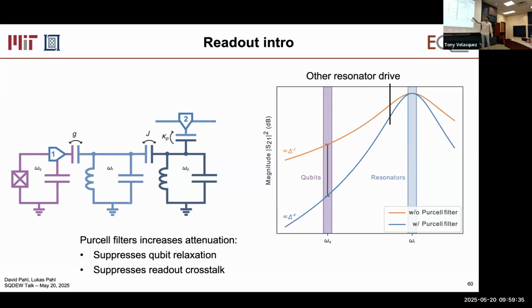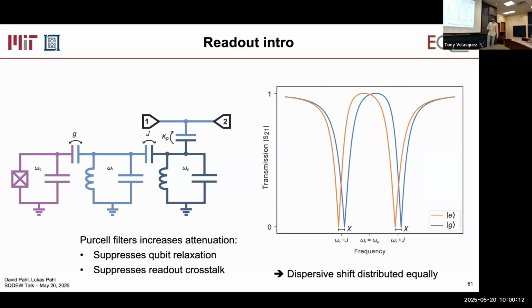But I was talking about readout crosstalk, and this Purcell filter also protects against that. Why? Well, say you're driving this resonator here, and that signal also couples to your other resonator, but has a harder time reaching it because of this Purcell filter if it's slightly detuned. So you can see the difference between the orange and the blue. Maybe at this point you have another resonator drive for a different resonator, and the separation here also quantifies how bad the readout crosstalk is. So all I'm saying is this architecture really does a lot for you, and we want to build it.